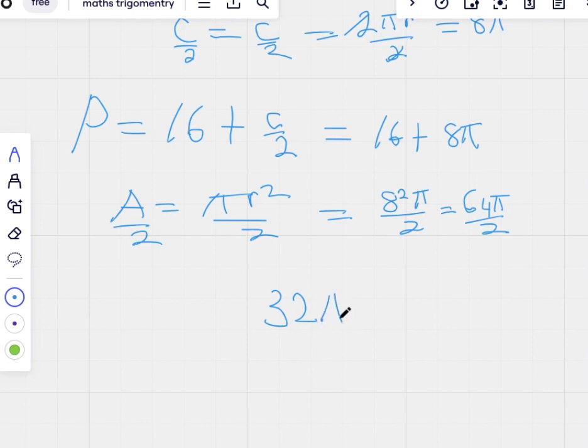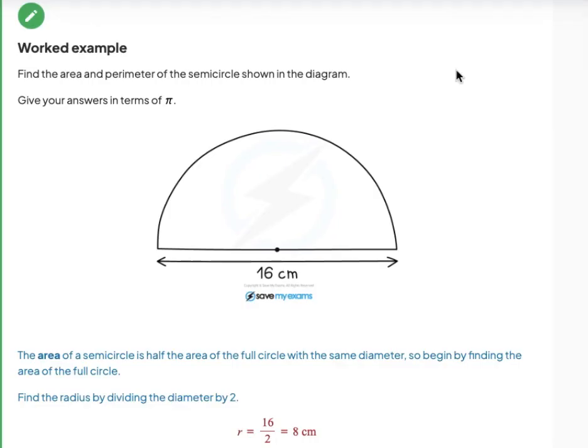If not in terms of pi, you say 32 multiplied by 3.14, and then you get your final answer. This is area, so we put centimeter squared. If it's in centimeters, we put centimeter squared. Okay, this will be our answer for this question. Is that okay? Now let's move on.